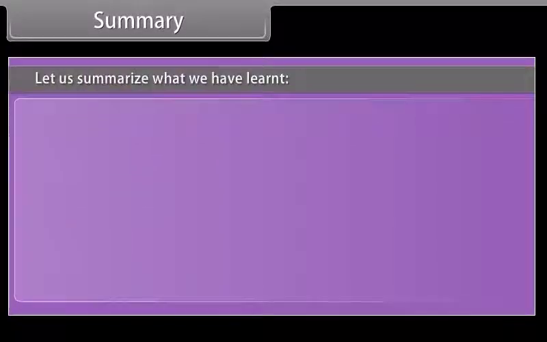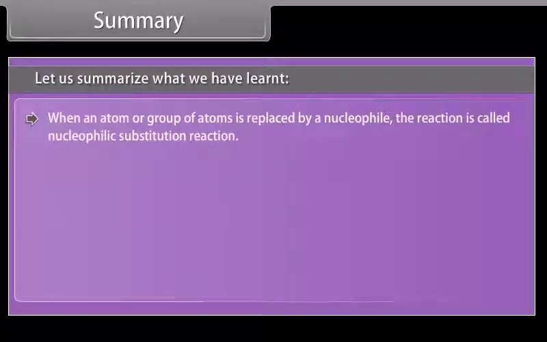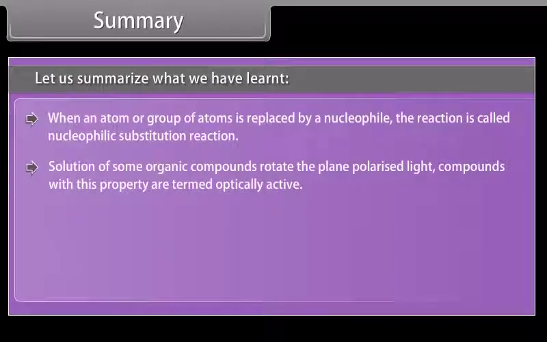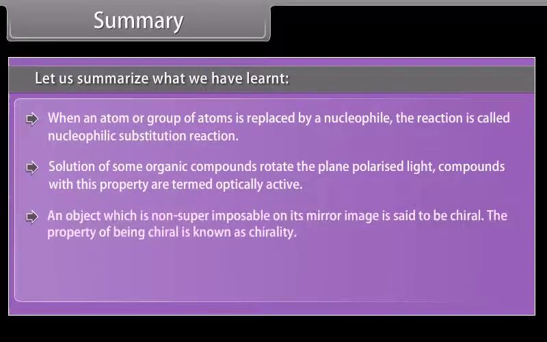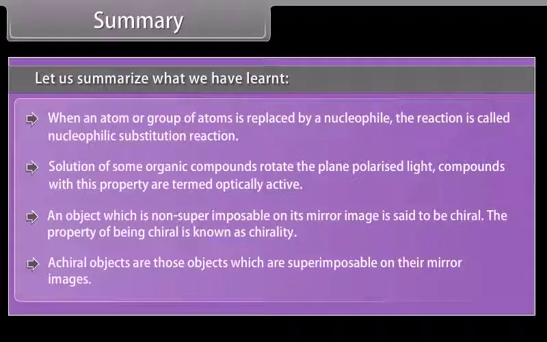Summary. Let us summarize what we have learnt. When an atom or a group of atoms is replaced by a nucleophile, the reaction is called a nucleophilic substitution reaction. Solutions of some organic compounds rotate the plane polarized light, and compounds with this property are termed optically active. An object which is non-superimposable on its mirror image is said to be chiral. The property of being chiral is known as chirality. Achiral objects are those which are superimposable on their mirror images.